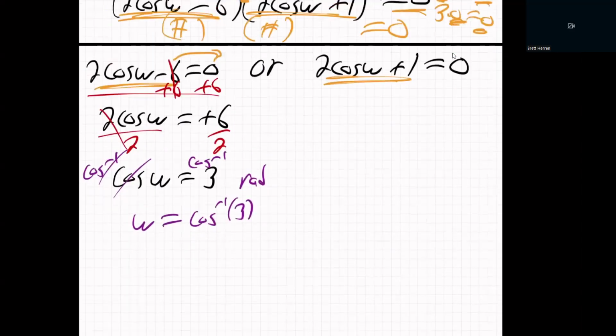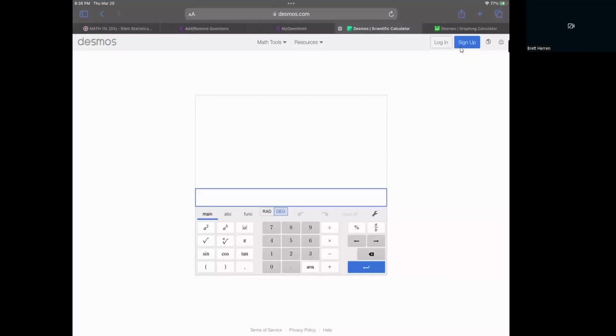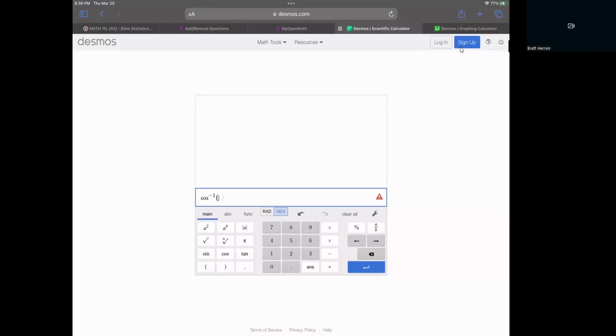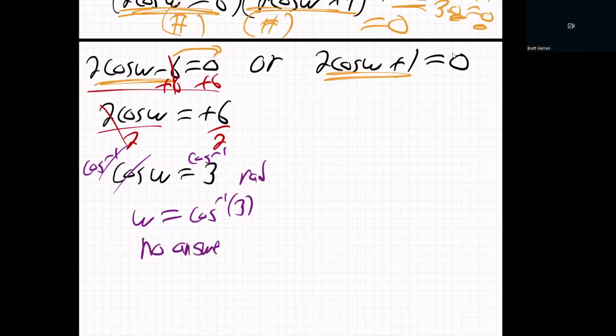I'll show you the Desmos calculator. There it is. So what was it? Cosine inverse? I'll go to functions, cosine inverse of 3, and it was radian mode. What does it say? Undefined. See that? Can't do it. So let's go back here and we'll say no answers from this part. Now let's go work on the other part.